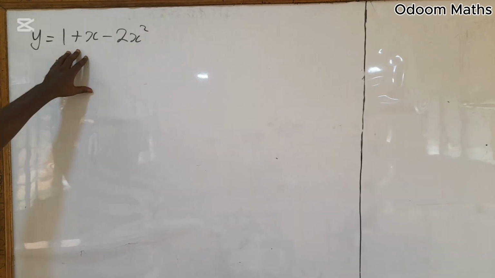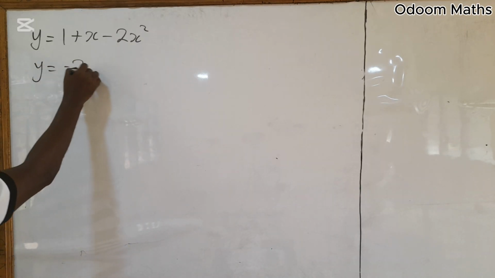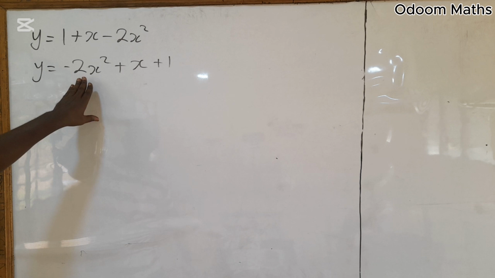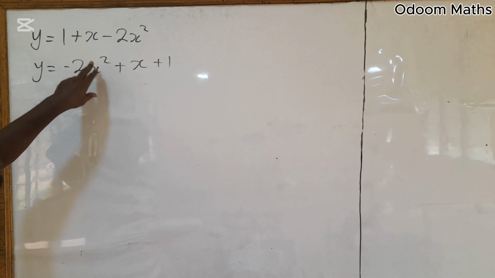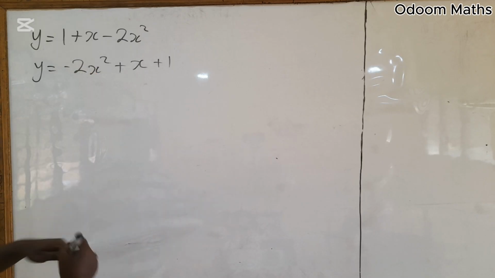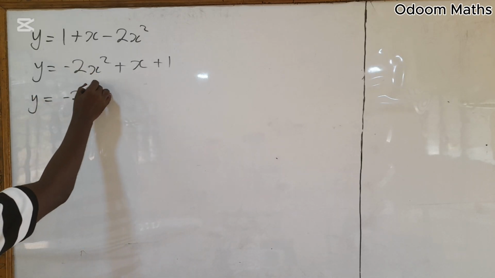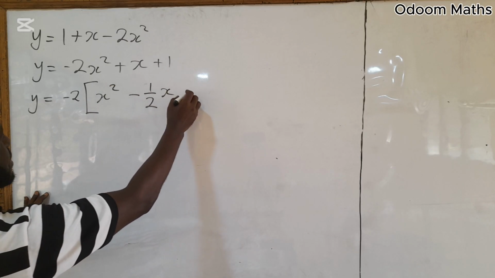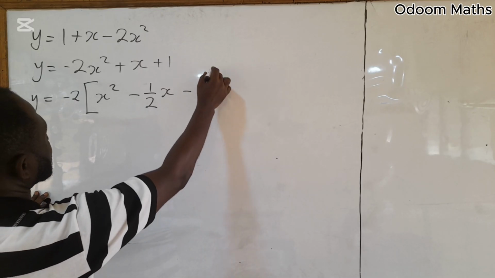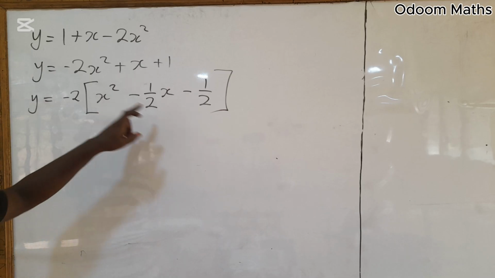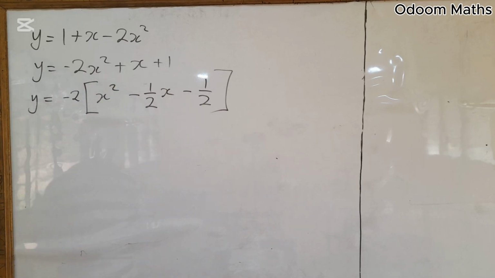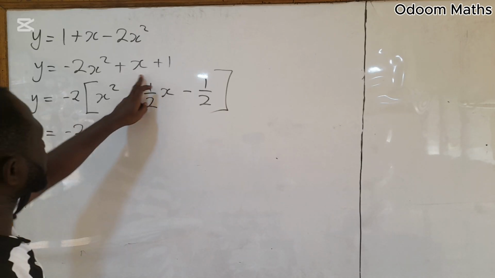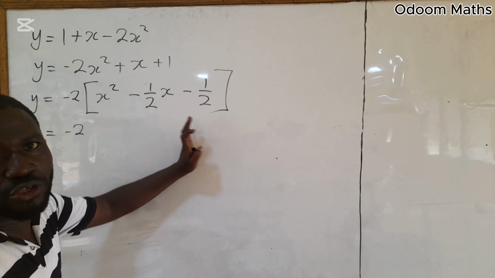So please, let's start. We can rewrite this as y equals -2x squared plus x plus 1. Okay. So we need to factorize the -2 here to make the coefficient of x squared 1. So y becomes -2 into brackets x squared minus 1 over 2 x minus 1 over 2. Okay, so that when you expand, you are going to get this. Okay, now we are continuing. So -2, we need to take this and multiply it by half and add and subtract.